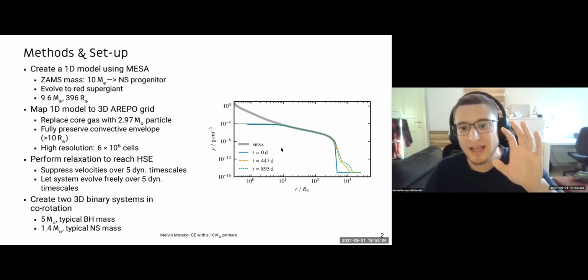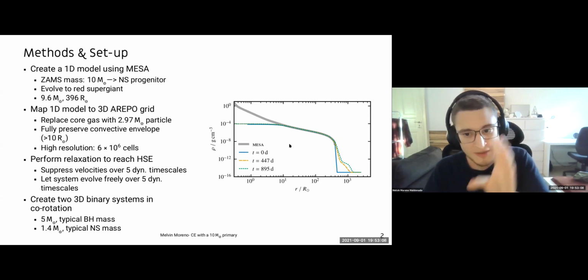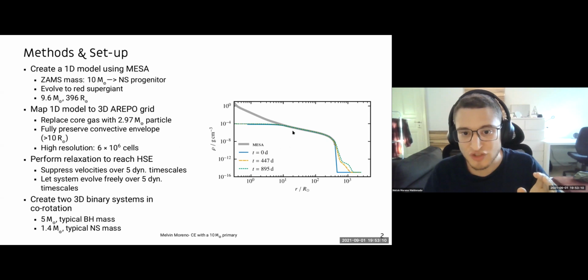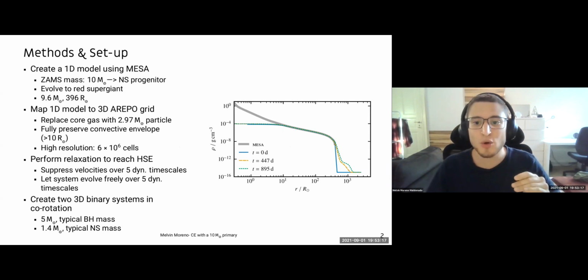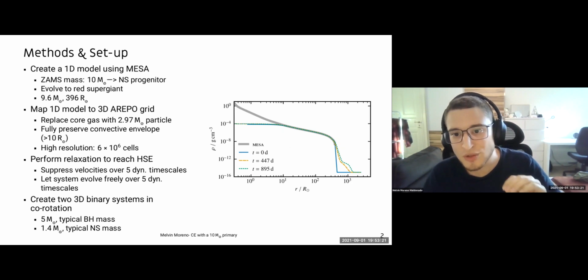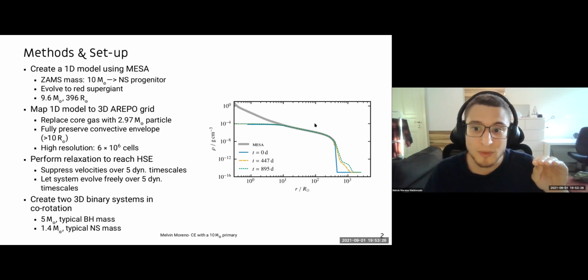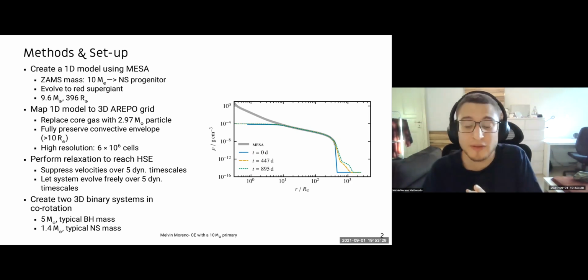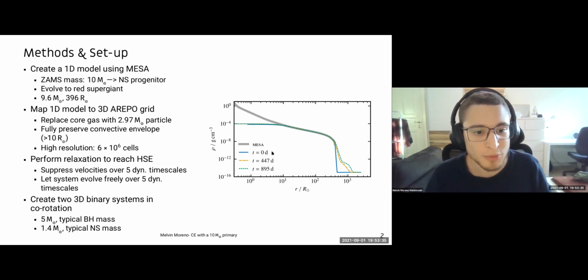After we do this, we have a very stable 3D star, which you can see on the right. I am just showing here a density profile of the MESA model, which is the gray line. And then you see the rest of the lines is how the 3D model evolves over time. I'm not going to go into detail, but you can see that the profile really matches very well with the MESA profile, except outside of the star where you have a pseudo vacuum. So this is not important. And in the very inside where we replace material, which is not important as well.